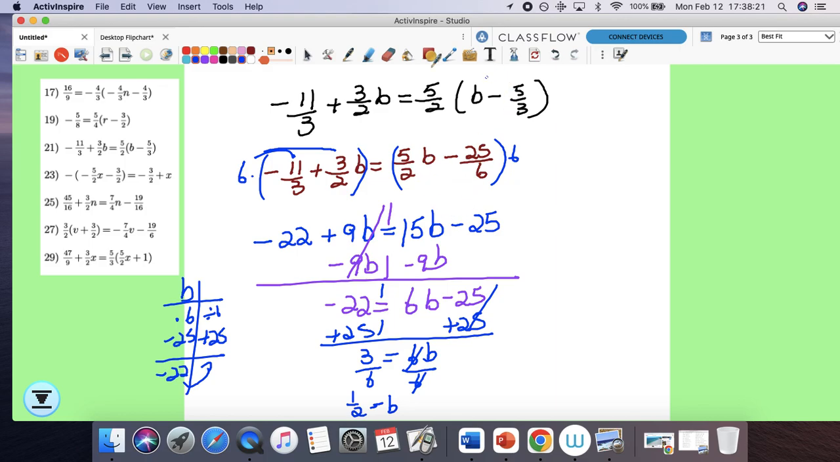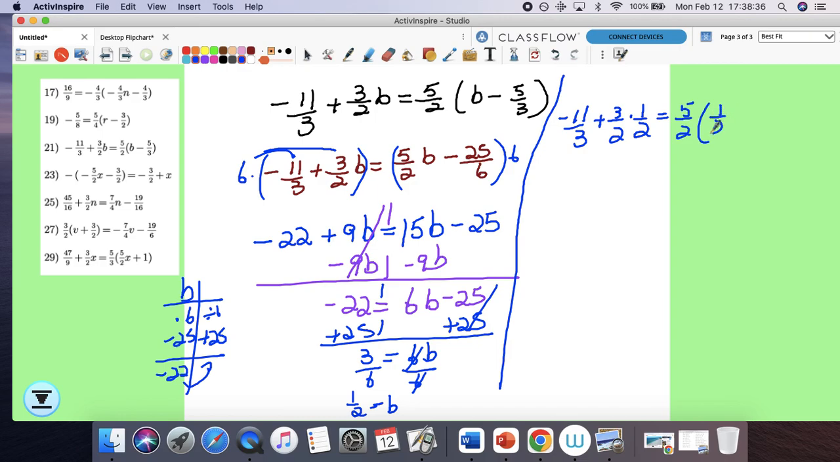Let's go through the check. Negative 11 over 3 plus 3 over 2, and instead of b, I'm going to write a half, equals 5 over 2 times a half minus 5 over 3. On the left side, negative 11 over 3, and then I can multiply these two, and I'm going to get 3 times 1 is 3 over 4. On the right side, it's 5 over 2.